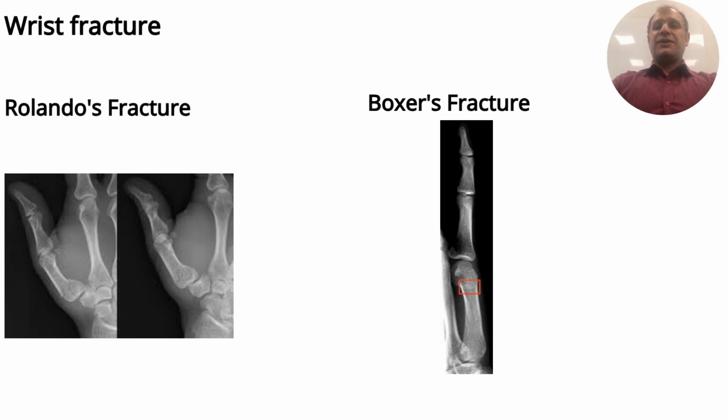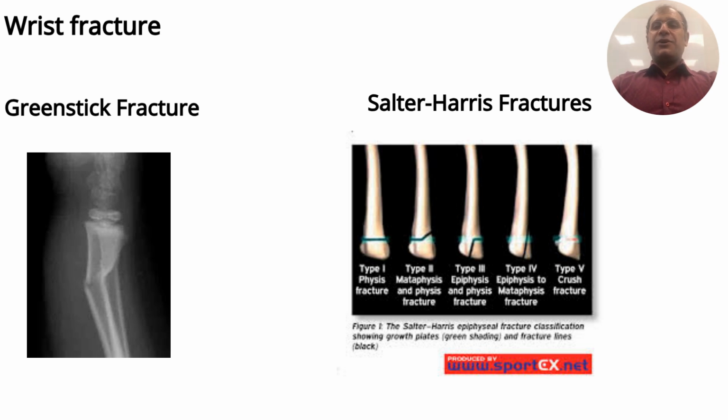Boxer's fracture typically occurs when a person punches a hard object with a closed fist. The force causes the neck of the fifth metacarpal to fracture, often resulting in angulation of the bone. Symptoms include pain, swelling, and deformity of the little finger. Greenstick fracture is common in children whose bones are more flexible than those of adults. It typically occurs in the radius or ulna and is caused by a fall or direct blow. Symptoms include pain, swelling, and deformity of the wrist or forearm.